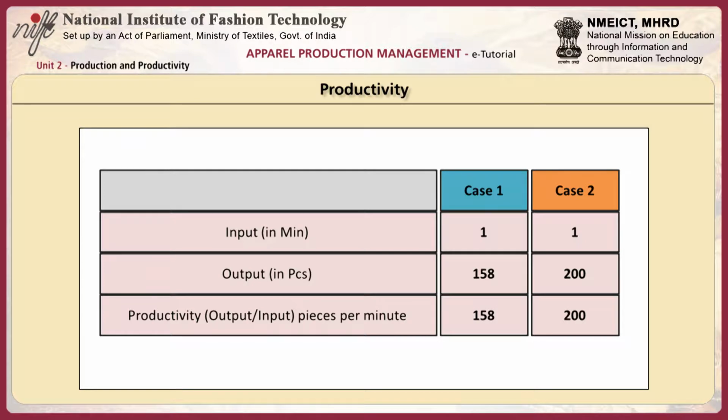Let us take a very simple example as shown and try to calculate productivity in both these cases. As we see in the example, input in both the cases is the same time, that is 1 minute. Output of first case is 158 pieces and of the second case is 200 pieces. So, by putting the values in the formula of productivity, productivity of the first group is 158 pieces per minute and the productivity of the second group is 200 pieces per minute.